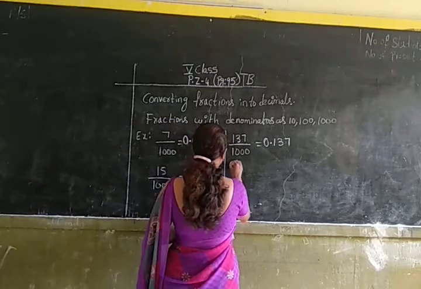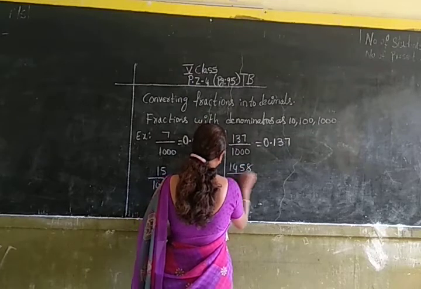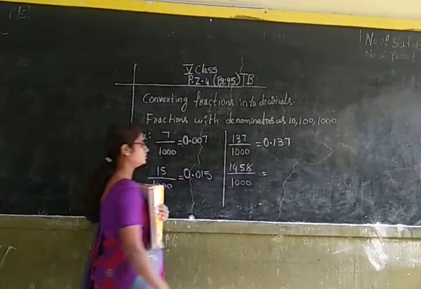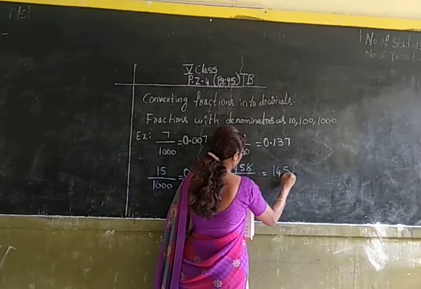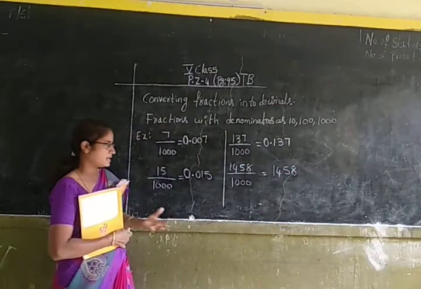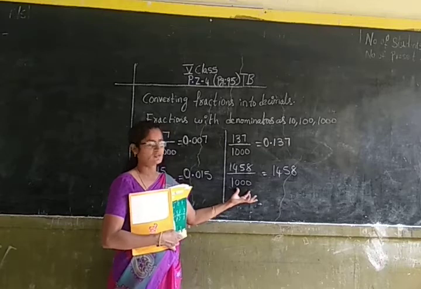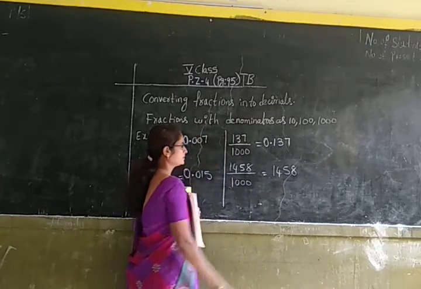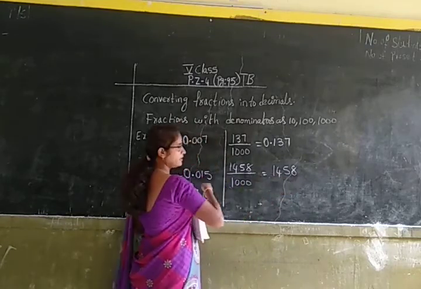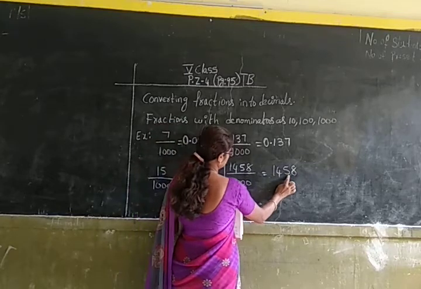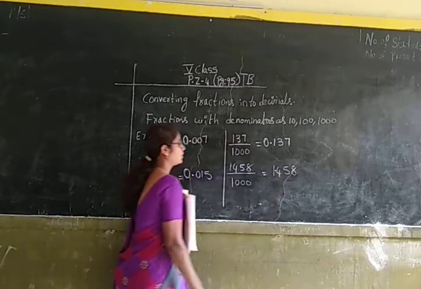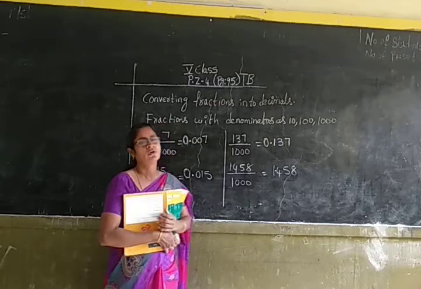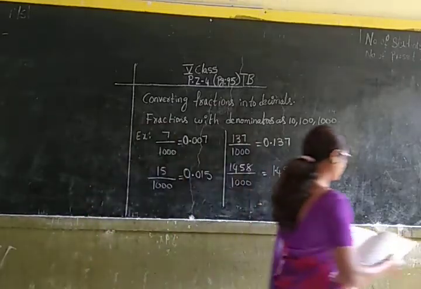Okay children. Now let us take a 4-digit number. 1458 by 1000. First let us write down the numerator, which is 1458. In the denominator we are having 3 zeros. So you have to place a point after 3 digits. You have to count the digits from right to left and place the point. 1, 2, 3. So the answer is 1.458. So 1458 by 1000 is equals to 1.458.